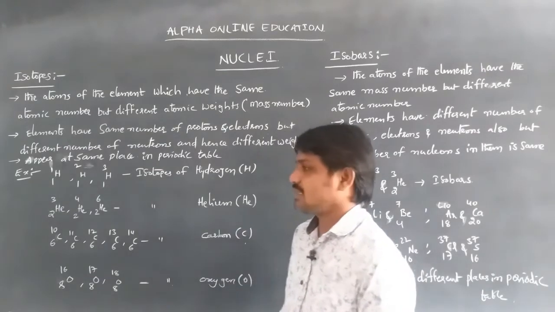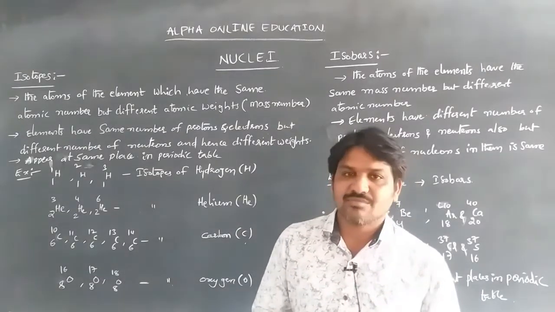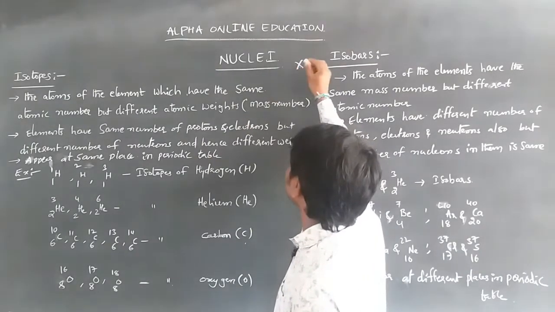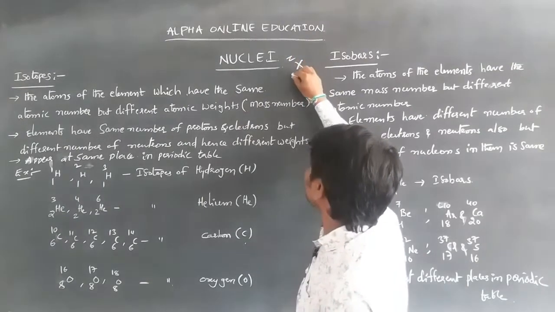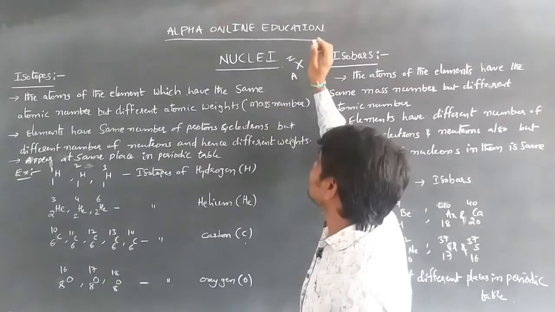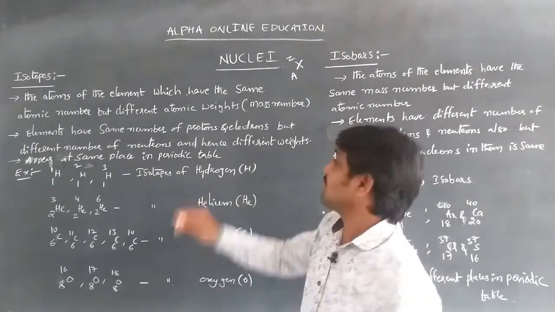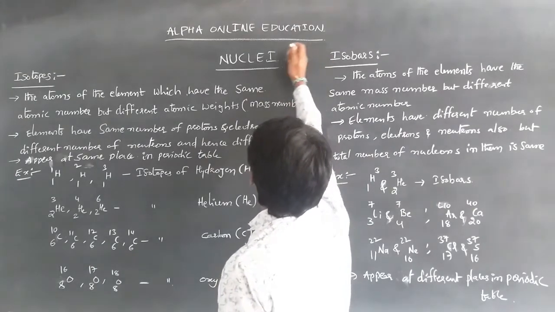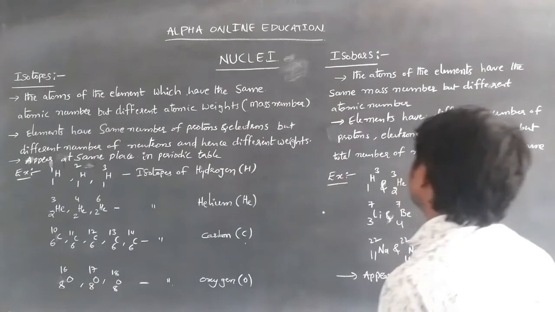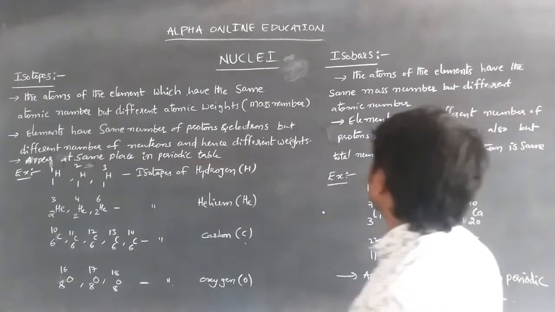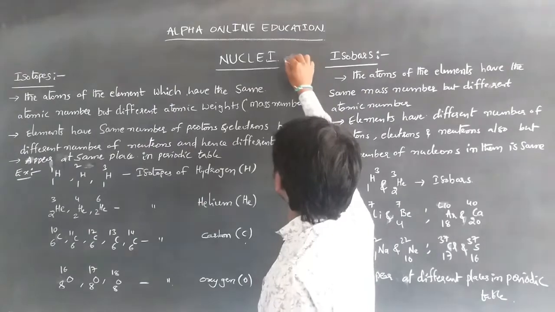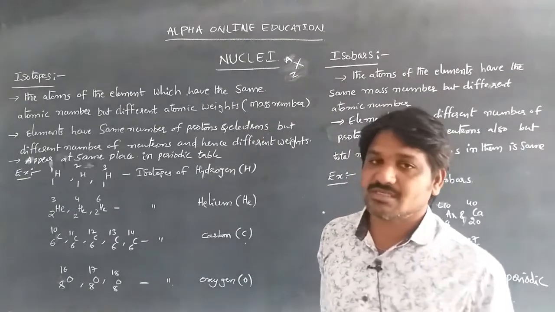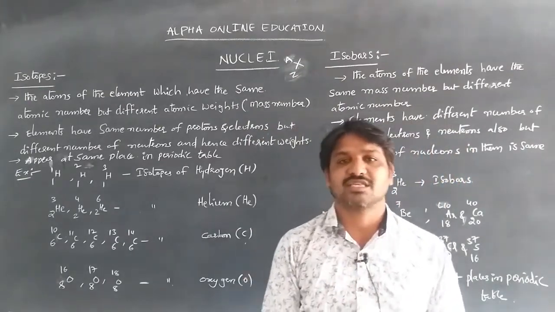So by taking that, the chemical notation of the elements can be given as X with A and Z. X is the chemical symbol of the element, Z is the atomic number, and A is the atomic mass number. Here we are going to discuss the atomic number Z and the atomic mass number A. The notations can be written like this.